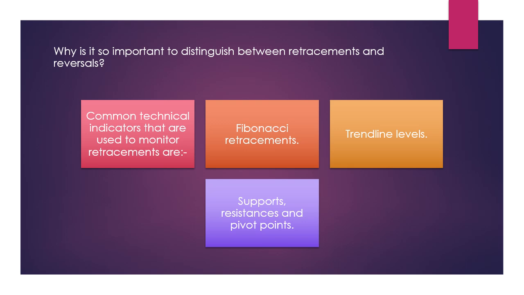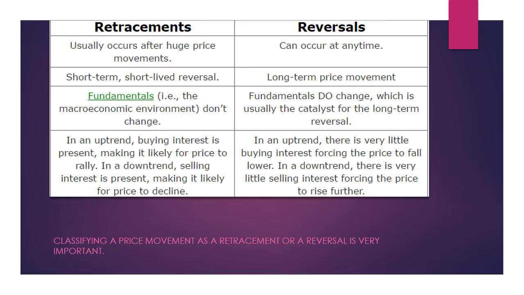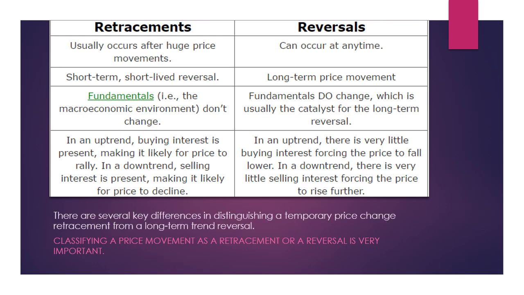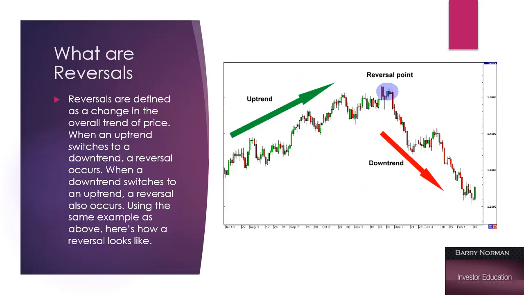Common technical indicators that are used to monitor retracements are Fibonacci retracements, trend levels, and support and resistance and pivot points. Retracements usually occur after huge price movements, whereas reversals can occur at any time. Retracements are short-term and short-lived, whereas reversals are usually long-term changes. Reversals are defined as a change in the overall trend of price. When an uptrend switches to a downtrend, a reversal occurs. When a downtrend switches to an uptrend, a reversal occurs.